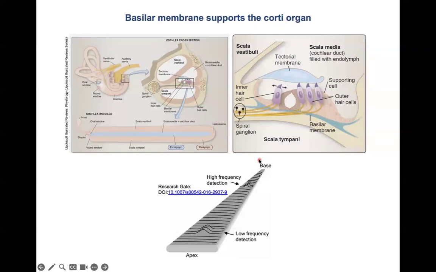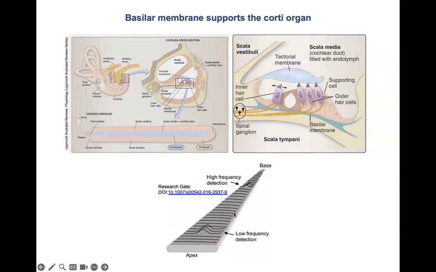The basilar membrane has physical properties that vary depending on the position along the basilar membrane. The beginning of the basilar membrane is known as the base. At the end, we have the apex. And the physical properties vary strongly. This enables the basilar membrane to separate the frequencies of the sound waves, as we will see later on.